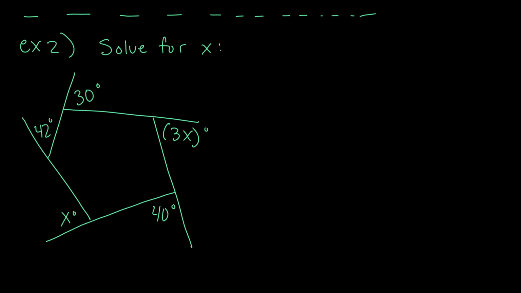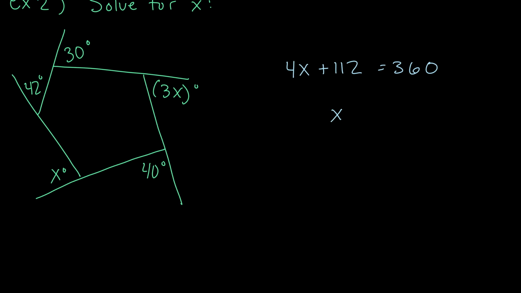What did you get for x, Cooper? You got 62, and how did you get that? Add 30, 42, and 40. Beautiful. Yes. So when we add up all the angles, we get 4x plus 112 equals, and exterior angles always add up to 360, and then we solve for x, and we get 62 degrees. Any questions on either one of these problems?